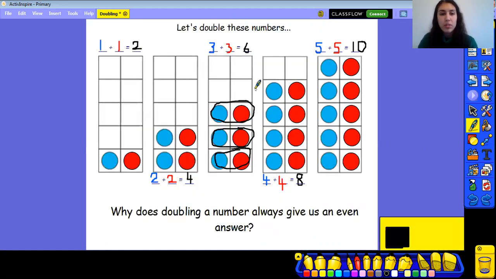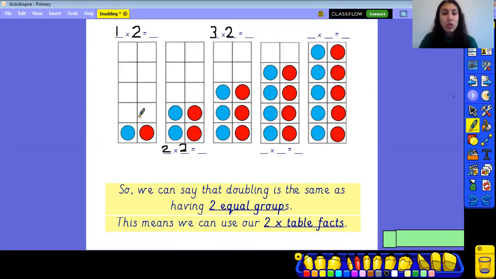So over here, we've talked about having 1 add 1 equals 2. We could say double 1 is 2. But when we double, that's the same as having 2 equal groups. So instead of saying 1 add 1, I could say 1 times 2, because I've got it 2 times. Over here, 4 blue counters, and I've got that 2 times. I've got 5 counters, and I've got it 2 times.